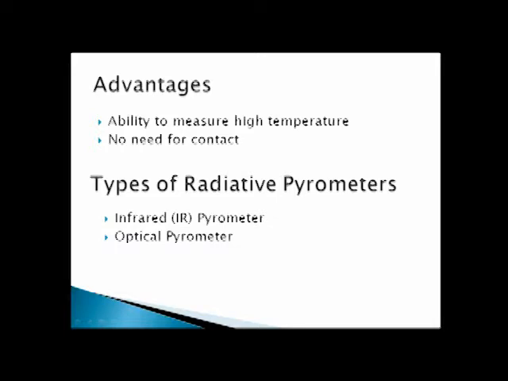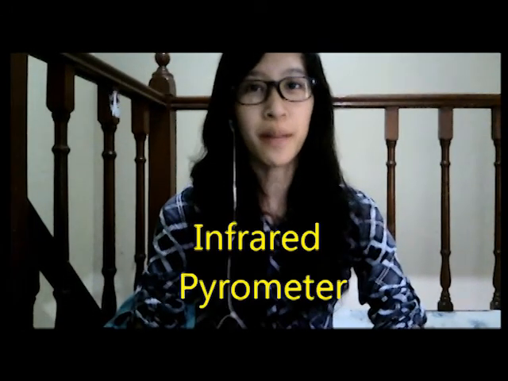One advantage in using a radiative pyrometer is its ability to measure very high temperatures. Also, there's no need for physical contact with the object whose temperature is being measured. I'll be discussing two types of radiative pyrometers: the infrared pyrometer and the optical pyrometer. So let's start with the infrared pyrometers.